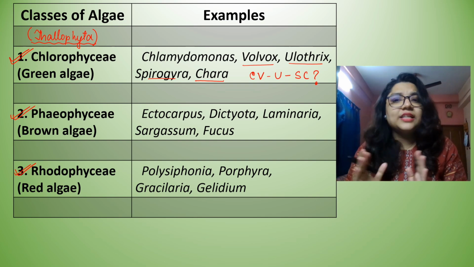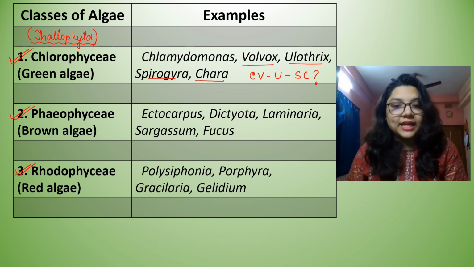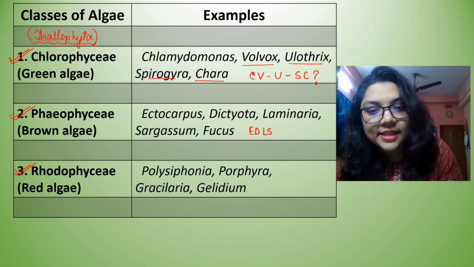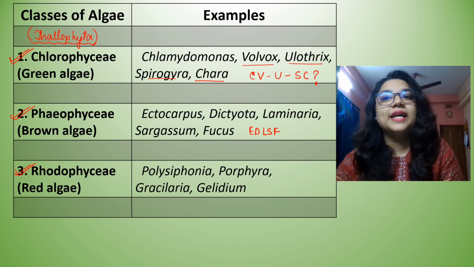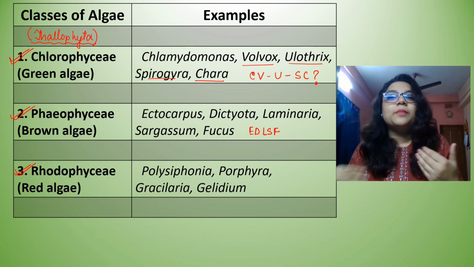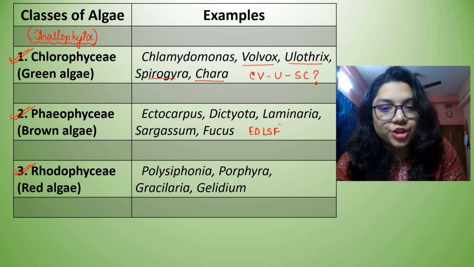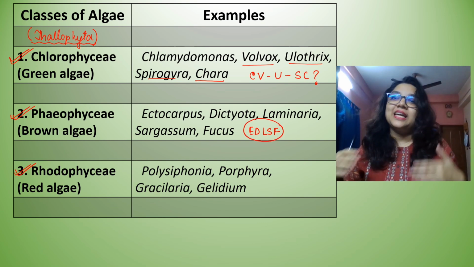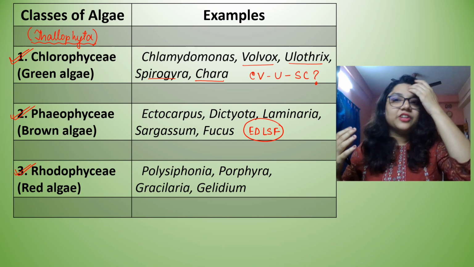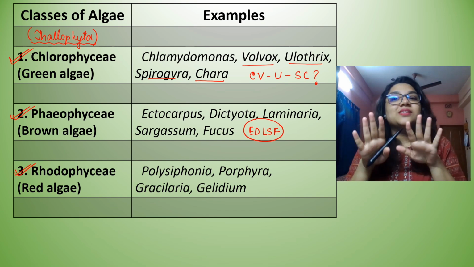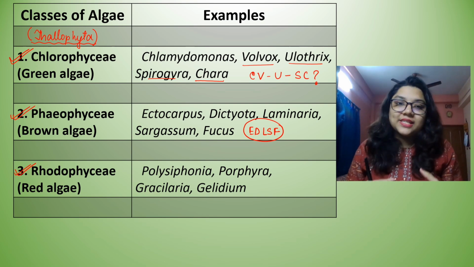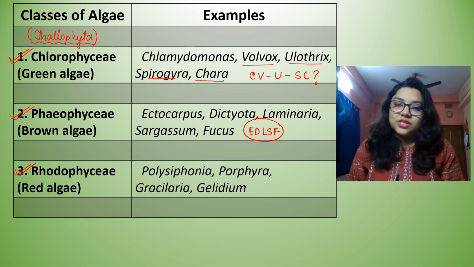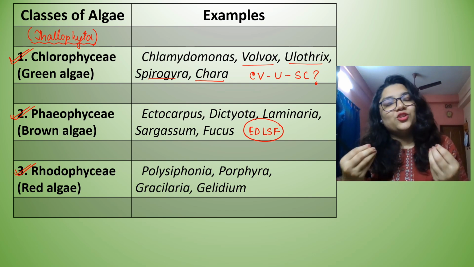Okay? Then phaeophyceae, brown algae, see what are the first letters? ED, LS, F. So that's how I remember ED, LS, F. If you read it many times, it gets remembered very well. Making a sentence for everything becomes a little difficult for me, so this is what I do. Now whichever you find easy, if mnemonics are easy, that's fine, and if learning directly is easy, that's also fine.